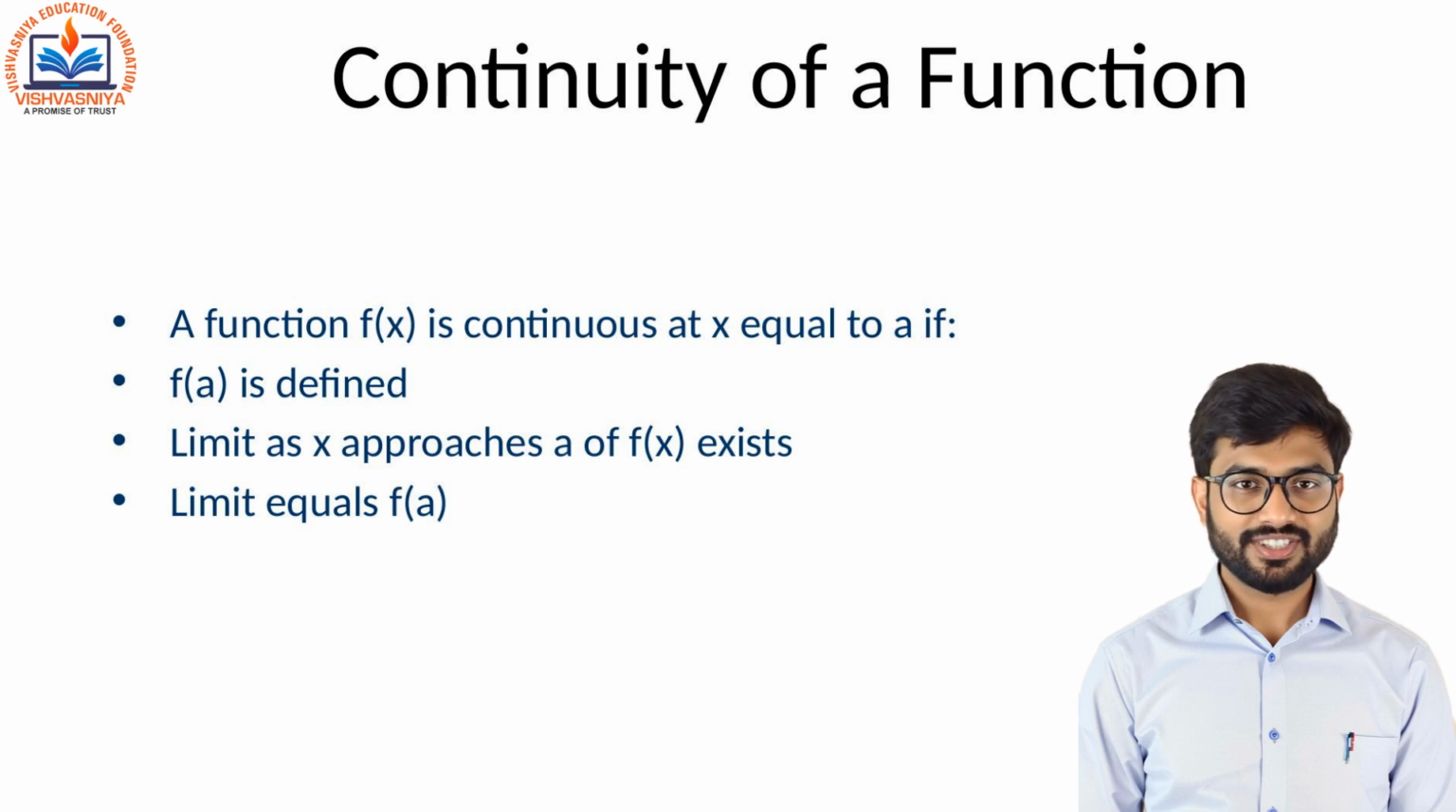Sir, when do we say a function is continuous? A very important question. A function f of x is continuous at x equal to a if three conditions are satisfied. First, f of a is defined. Second, limit as x approaches a of f of x exists. Third, limit as x approaches a of f of x is equal to f of a. If any one of these is missing, the function is not continuous at that point.